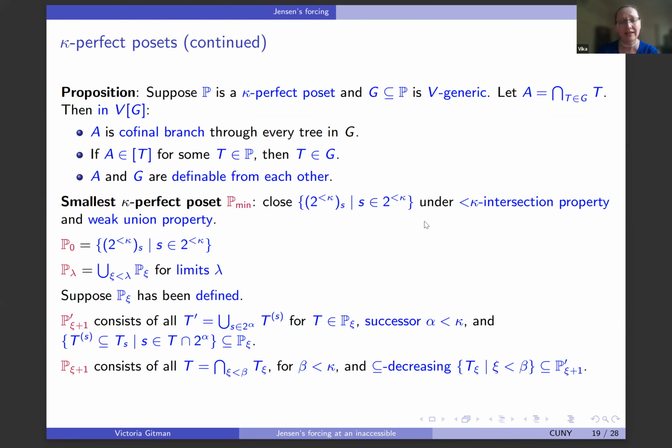So you do the obvious thing. You start with whatever trees that you start with. We will do this construction for kappa many steps. You take unions at limits, and at successors you close under the two properties. And the final result is going to be P min. Obviously, this is the minimum of what you have to do, so it will give you the smallest one.